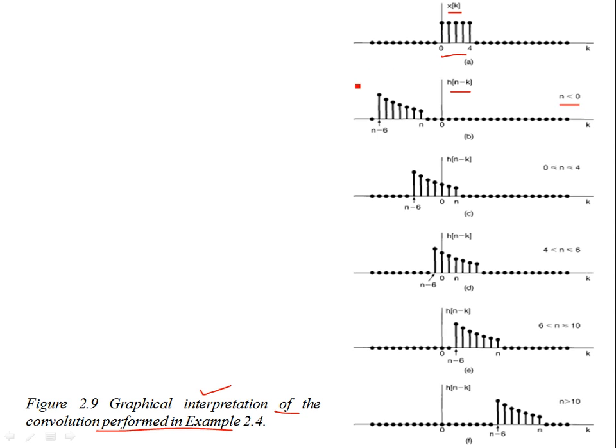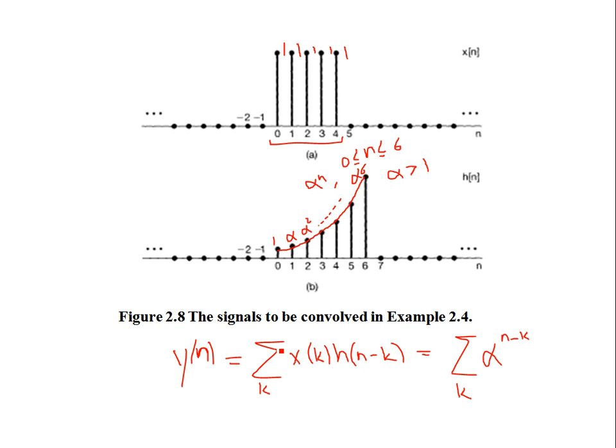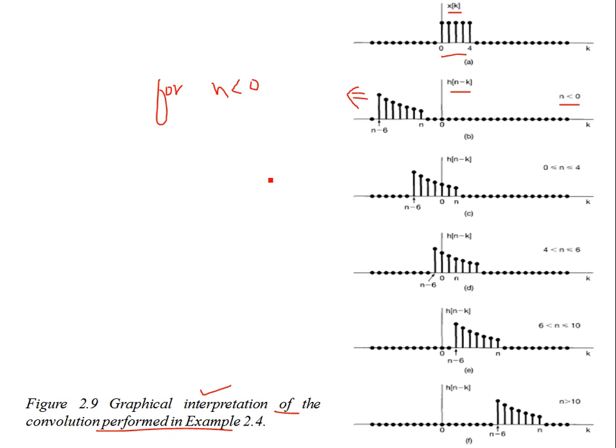is no overlap. So for n less than 0, since there is no overlap of x of k and h of n minus k, y of n is 0. So for n less than 0, y of n is 0. You don't need to consider the values of the output of the system for n less than 0. So this is 0, right?